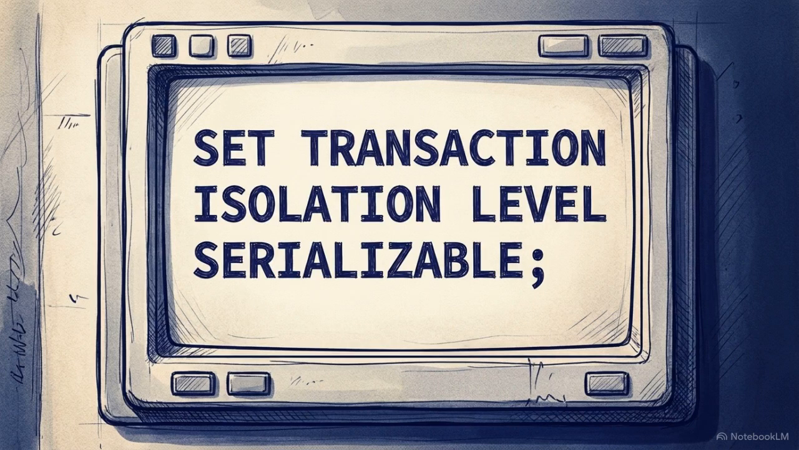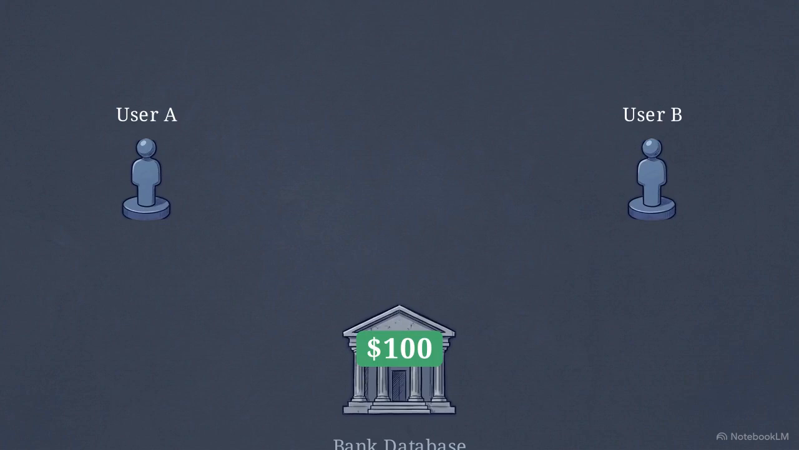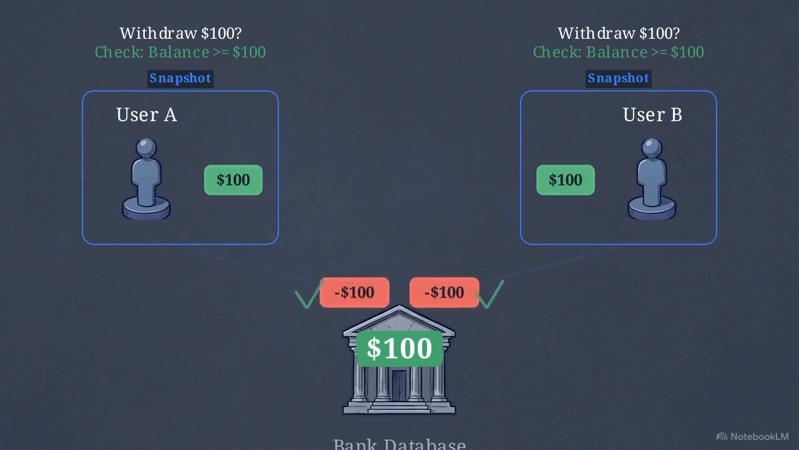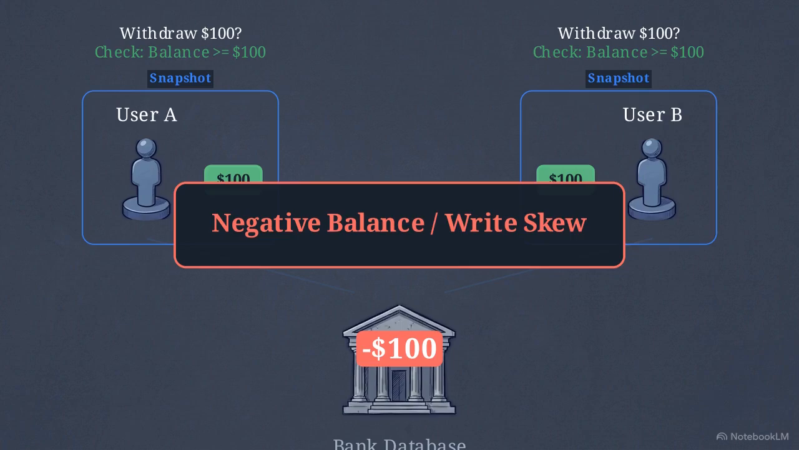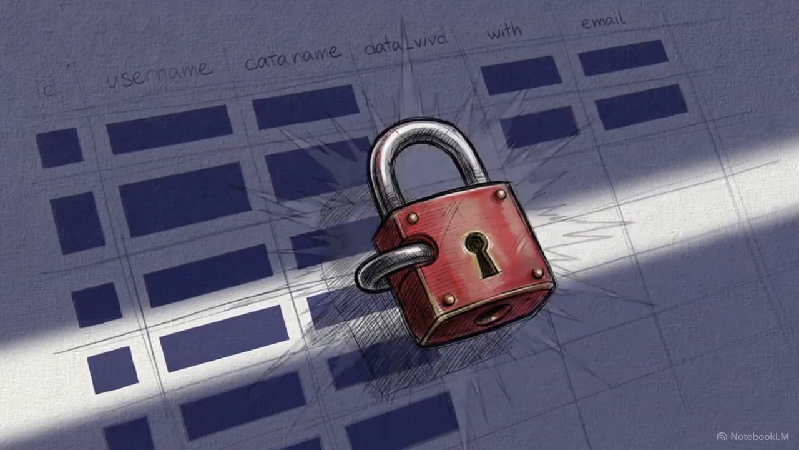You might try to fix this by using a stricter isolation level that keeps a single snapshot for your entire transaction. However, even a single snapshot doesn't protect against write skew. Here, two transactions both read a $100 balance. Seeing $100, both pass their check and withdraw the full amount. Both succeed using their own snapshots, resulting in an impossible negative balance. To prevent this in financial or inventory systems, you have to use explicit row locks or the serializable isolation level.